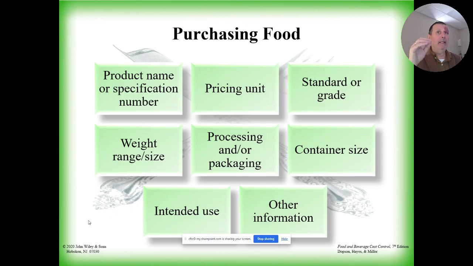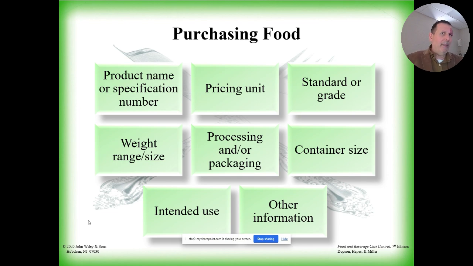Standard or grade. Am I buying fancy? Am I buying whatever? Depending, it might be something other than meat. Meat is going to have USDA grades. Weight, range, and size. How much? All right. As a sushi chef, we used to buy fish, right? Size of salmon.